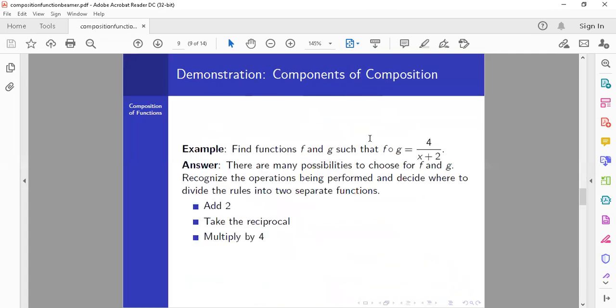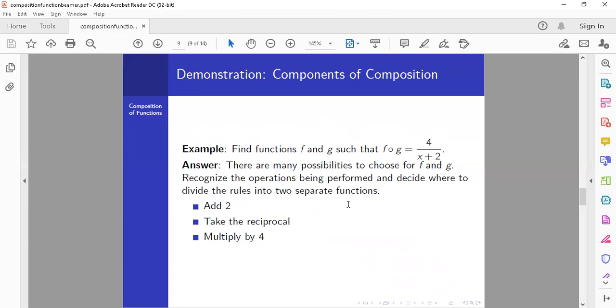Now here's a demonstration on how to get the components of a composition. So instead, we already know the end result, but now we want to figure out what pieces will give us that end result. So for example, find functions f and g such that f composed with g would be equal to 4 divided by x plus 2. Now there's many possibilities to choose from for f and g. Recognizing the order of the operations being performed and deciding where to divide the rules into 2 separate functions is key.